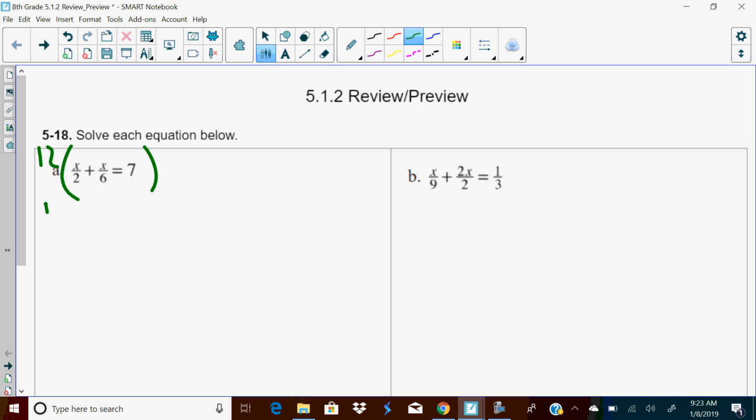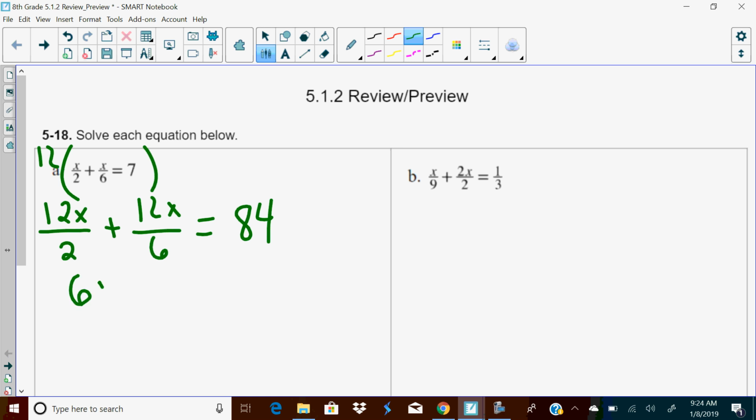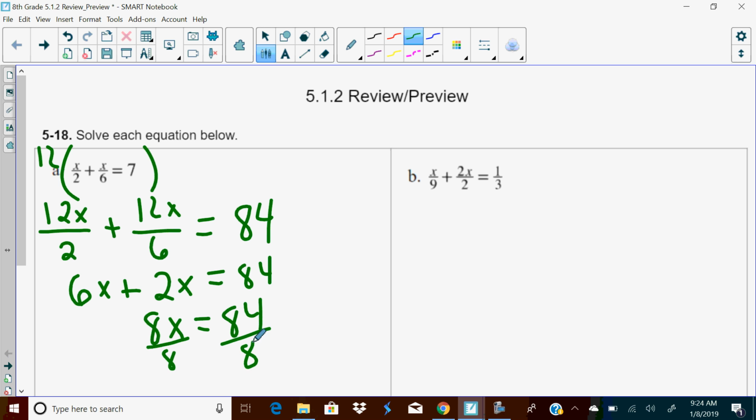When I do that, I get 12x over 2 plus 12x over 6 equals 84. So multiply everything by 12. 2 goes into 12 6 times, so I get 6x plus 2x equals 84. So I end up with 8x equals 84. And then I divide both sides by 8. x equals 10.5.